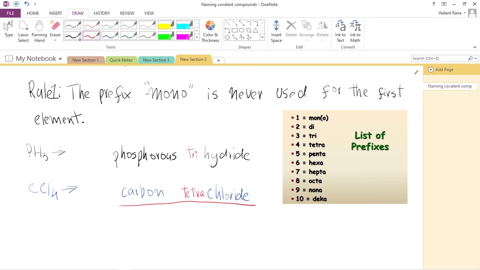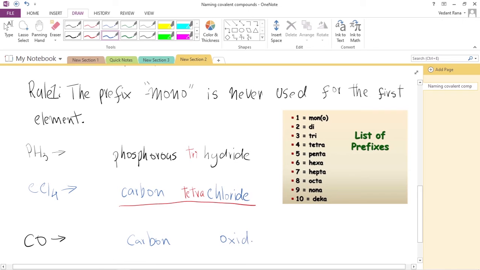So an example of when we do use this prefix mono is CO. Carbon and oxygen both are non-metals. Because they're non-metals, this compound has to be covalent. So I'm going to write carbon here. Then we write the second element's name with IDE. Oxygen becomes oxide. Now we have one carbon atom, but we don't use mono for the first carbon atom, so we leave this as it is. We have one oxygen atom, and we do use mono for the second element. So this would become carbon monoxide.